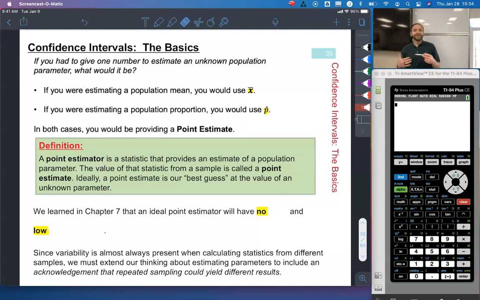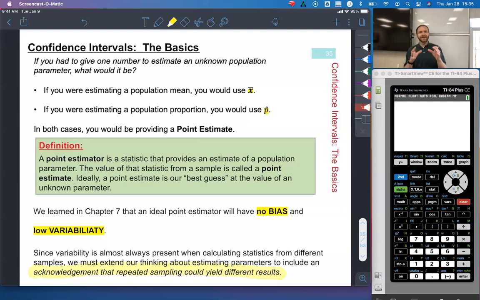So we learned in Chapter 7 that an ideal point estimator will have no bias and low variability. Since variability is almost always present when we are calculating statistics from different samples, we have to extend our thinking about estimating parameters to include acknowledging that repeated samples could yield different results. I love that. Repeated samples could yield different results.